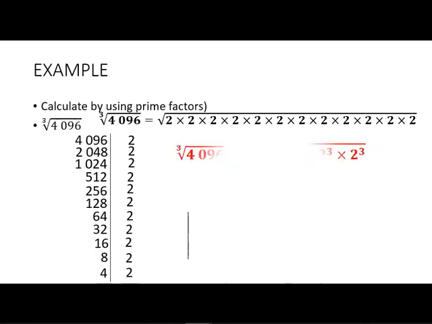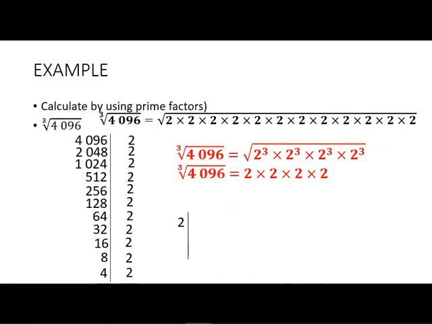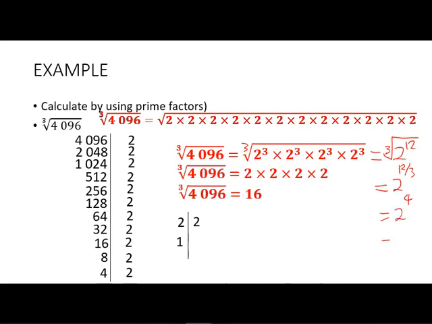It's 1, 2, 3, 4, 5, 6, 7, 8, 9, 10, 11, 12. Okay, I'll just show you an alternative way. So you could have just found the cube root of 2 to the exponent of 12. I'm missing the cube root sign here. This will simply mean that it's 2 to the exponent of 12 divided by 3. 12 divided by 3 is 4, and 2 to the exponent of 4 is 16, okay?